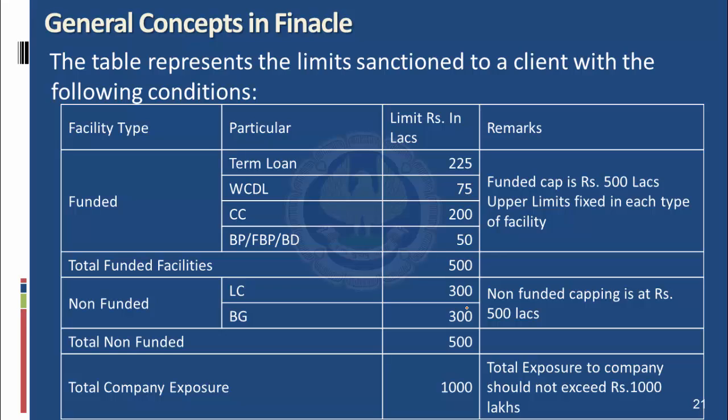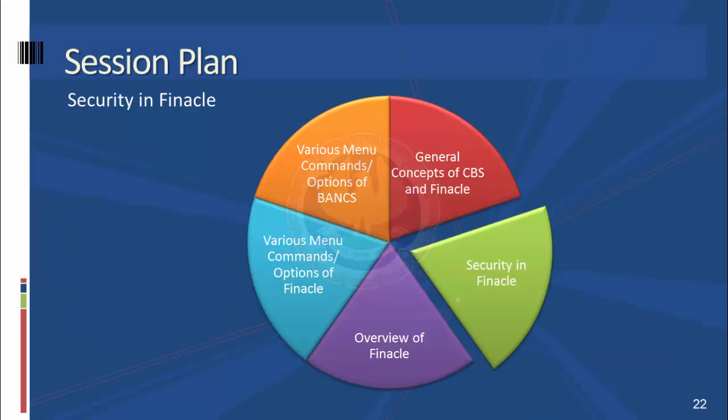The system will stop at this point of 1000 exposure, and more than that, if anything crosses it, the system will stop it from crossing. This is a concept that you have inbuilt in CBS.